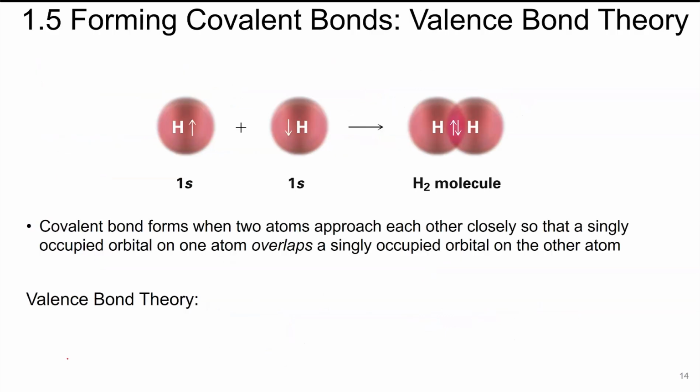If we look at valence bond theory, covalent bonds form when 2 atoms come close to each other so that a singly occupied orbital overlaps with another one. We have 2 individual s orbitals in these hydrogens. They come close together where their orbitals can overlap and they can form an H2 molecule. Valence bond theory was developed in order to model and describe covalent bonding. In valence bond theory, electrons are paired in overlapping orbitals and are attracted to the nuclei of both atoms. So I'm going to use the e minus here to represent electrons.